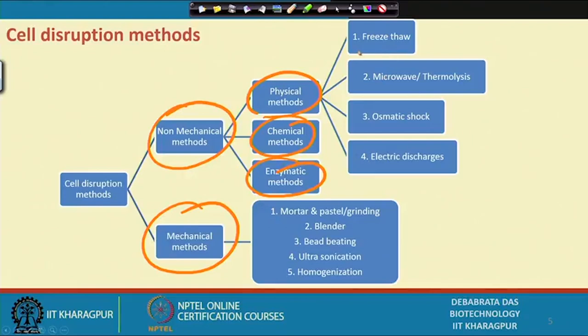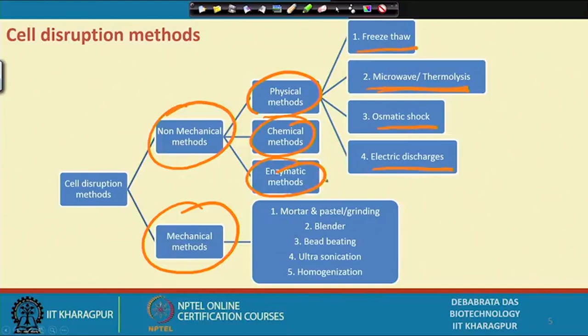Now, in the physical method, we have freeze and thaw. We freeze the cells, then we thaw them, that means we liquefy them, so the cells burst in between that. Then microwave and thermolysis, then osmotic shocks, due to which cell breakage takes place. Electric discharge also causes the breaking of the cells.